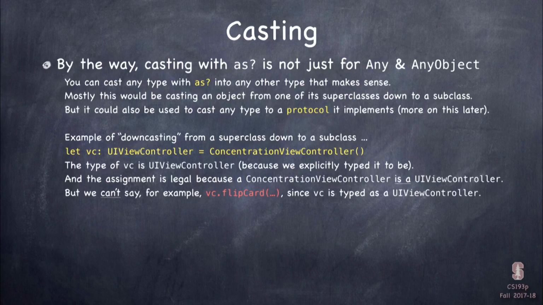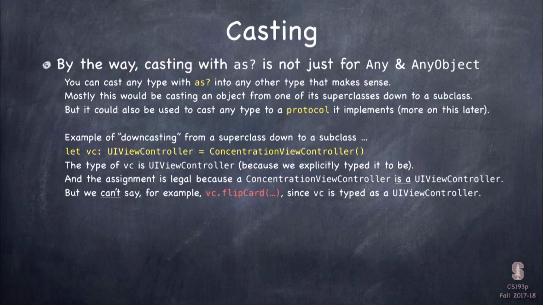People get confused about this. It's kind of like back when we were talking about protocols and I had a thing of type Movable and I had a car in there and I wanted to send it changeOil and people were like, why not? Well, because the variable was typed to be a Movable and Movables didn't know how to change oil, cars do. This is exactly the same thing, just with inheritance instead of protocols.